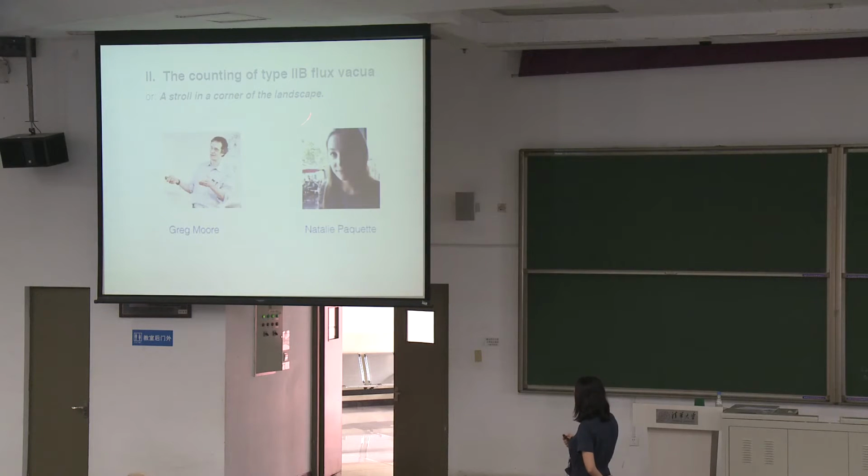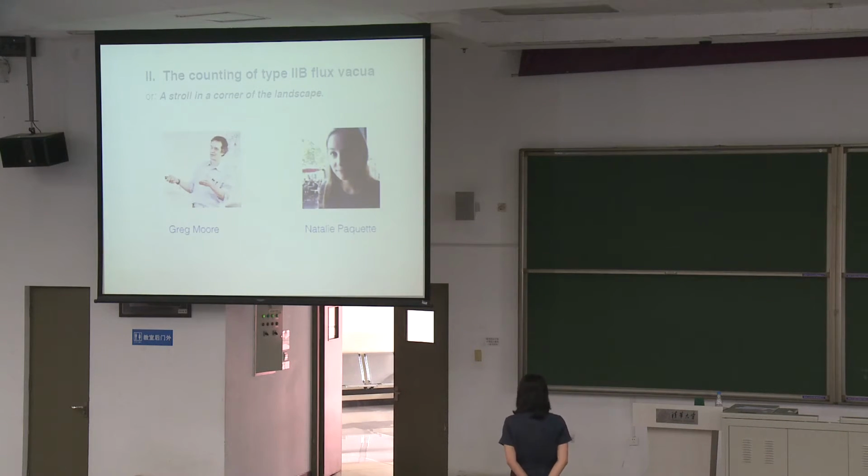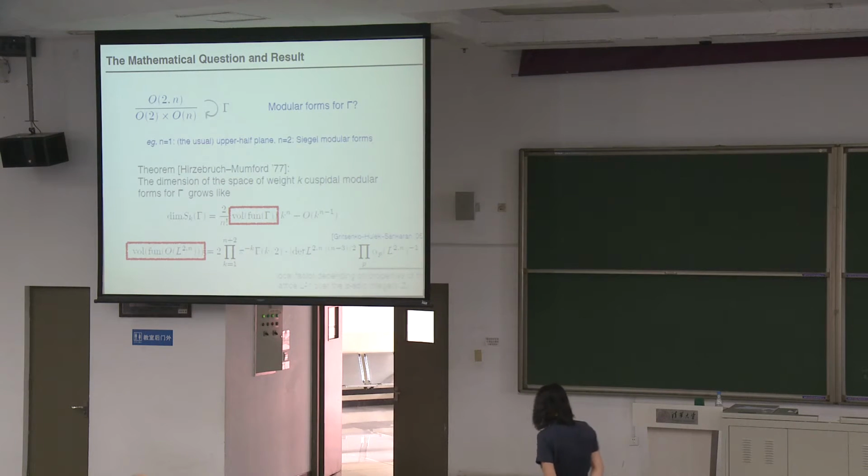So in the second part of my talk, we will apply results on modular forms to take you for a very quick stroll in a corner of the landscape. So the mathematical result we want to use is the following. We have heard a lot about modular forms on the upper half plane, which is the same as this space when n equals 1. But what about modular forms defined on this space with higher n?